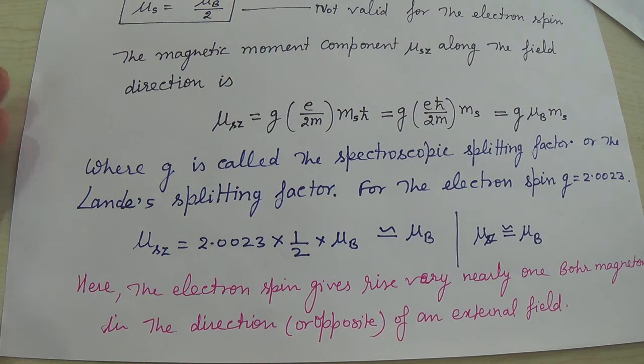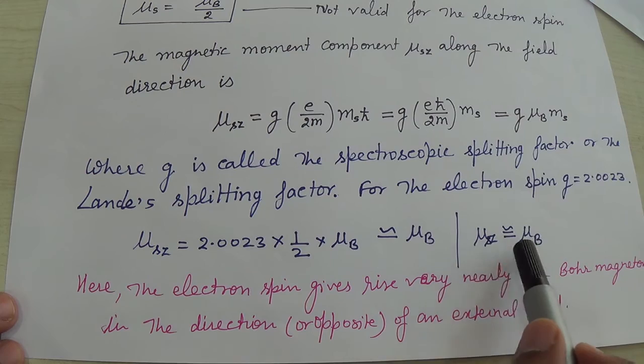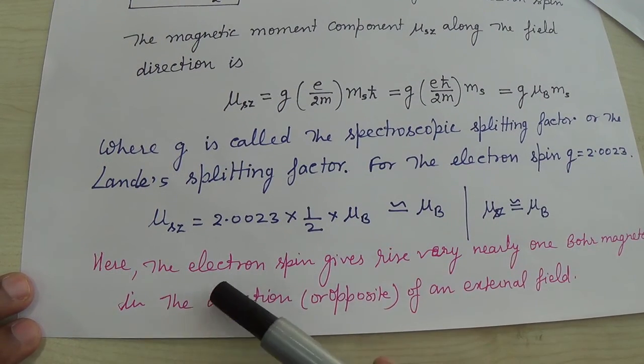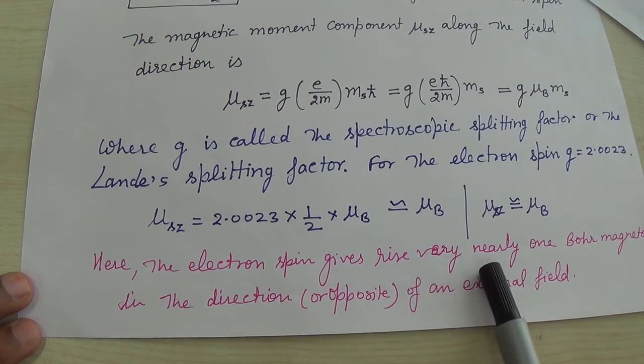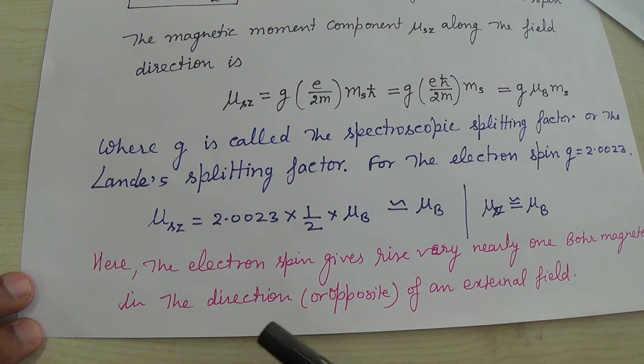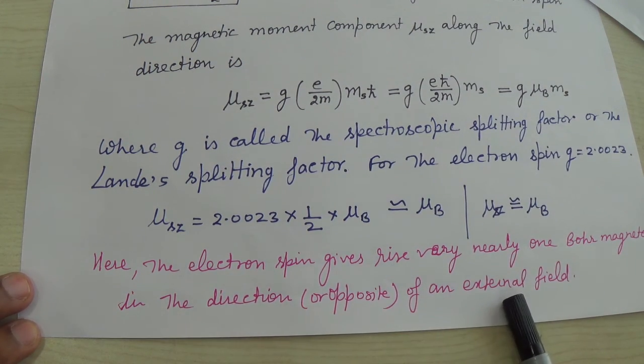So the contribution of the spin angular momentum to the magnetic moment is approximately a unit value, that is, one Bohr magneton. So mu sz is equal to mu b. Here the electron spin gives rise to very nearly one Bohr magneton, in the direction of or opposite to an external field.